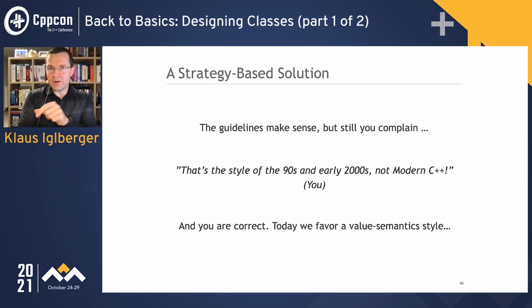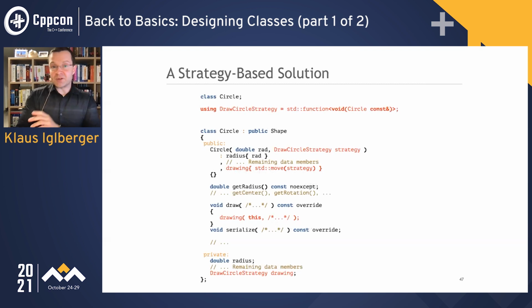The idea, however, is still exactly the same. So yes, today we favor a value semantic style. For instance, today we would not really go into direction of a base class anymore. For that purpose, we could actually use a std::function. std::function represents some callable, and instead of getting a pointer to base, we can actually get a function object that tells us how to draw ourselves.